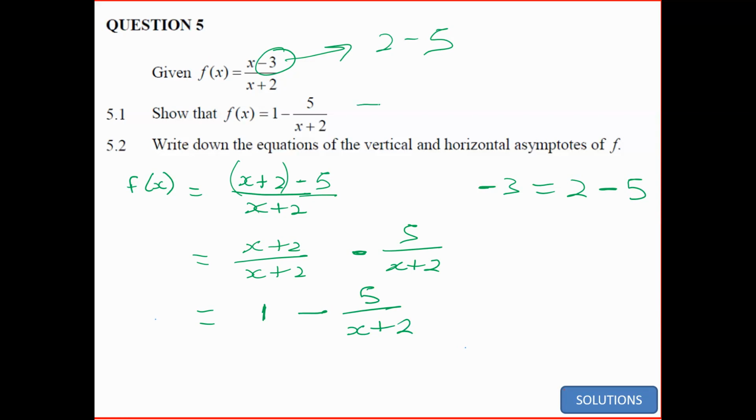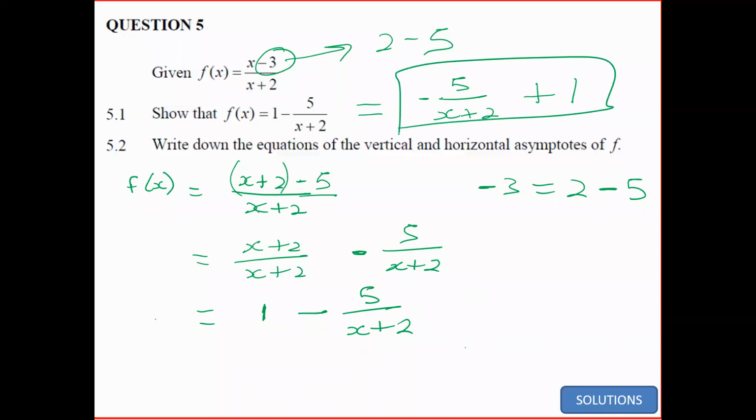Which we can also rewrite, which the question doesn't want, just for you to understand. This is the same thing as saying minus 5 over x plus 2 plus 1. I just want to rewrite this. Okay, so we've got minus 5 over x plus 2 plus 1. Any questions?